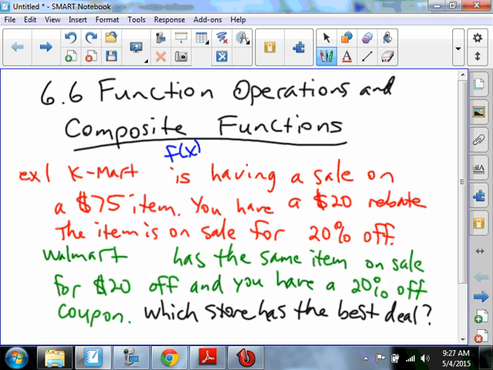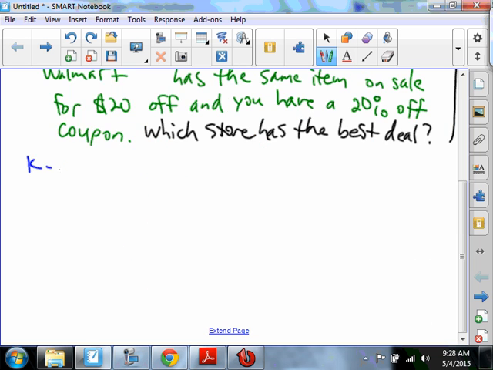Let's say that f of x equals x minus 20. Okay, so that's the rebate. And g of x equals 20% off, so 0.8x, right? So what's Kmart got going on? Is Kmart going to be f of g of x or g of f of x? Kmart is going to be f of g of x because you get the rebate at the end. So Kmart would be f of g of x.